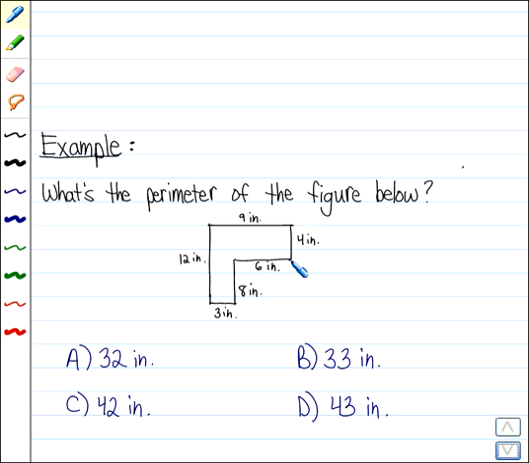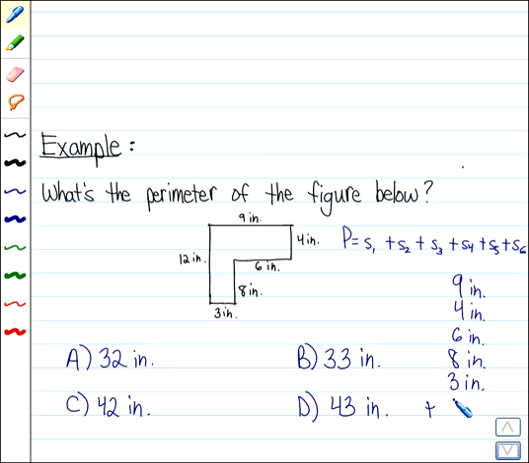We have 1, 2, 3, 4, 5, 6 sides. So our formula is perimeter equals side 1 plus side 2 plus side 3, plus side 4, plus side 5, plus side 6. Okay, so what we're going to do is go ahead and plug these in. So we have 9 inches, plus 4 inches, plus 6 inches, plus 8 inches, plus 3 inches, plus 12 inches.